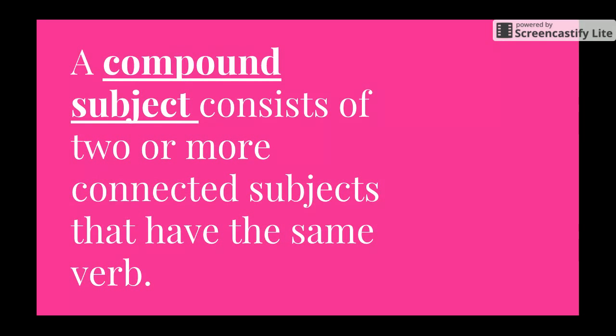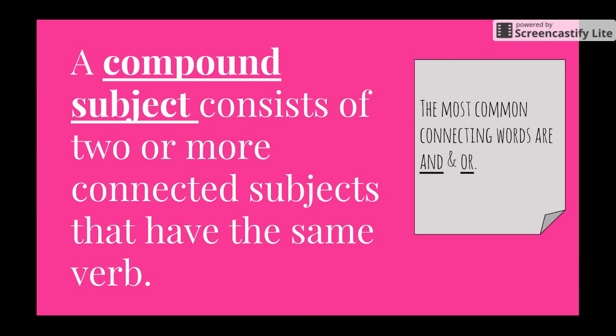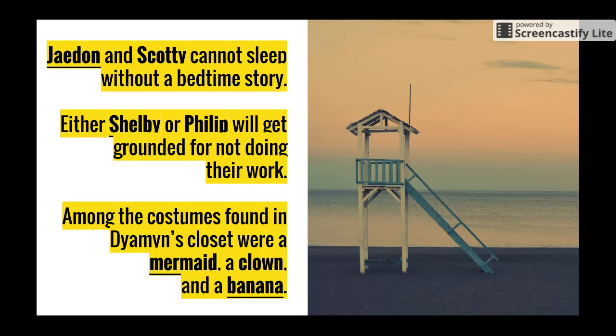Now we're going to talk about compound subjects and compound predicates. A compound subject consists of two or more connected subjects that share the same verb. These are usually connected by the words and or or. Let's look at some examples. Jaden and Scotty cannot sleep without a bedtime story. Jaden and Scotty, that's a compound subject. They share sleep as their predicate.